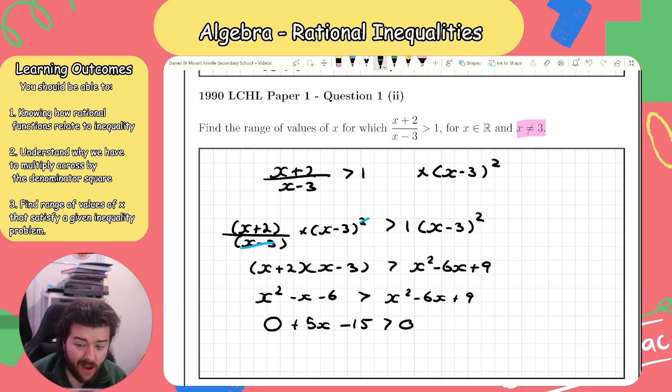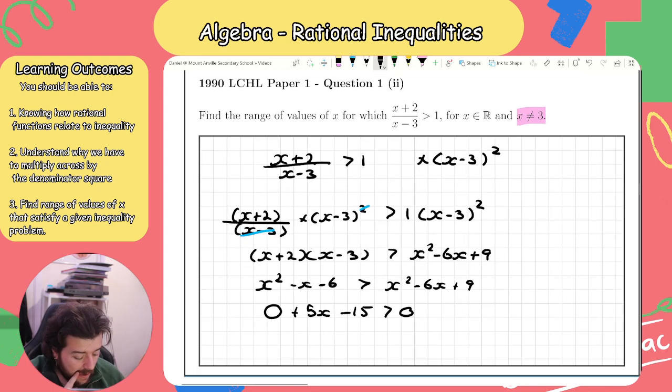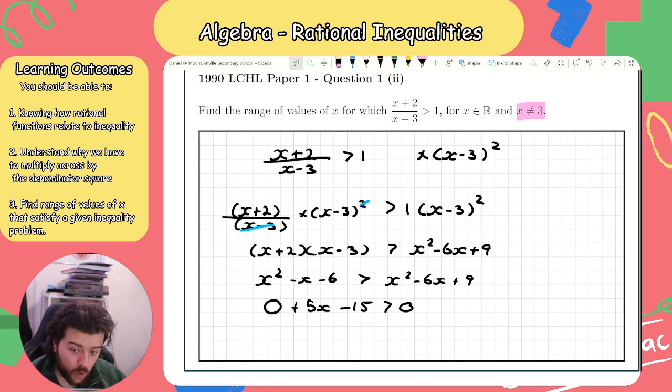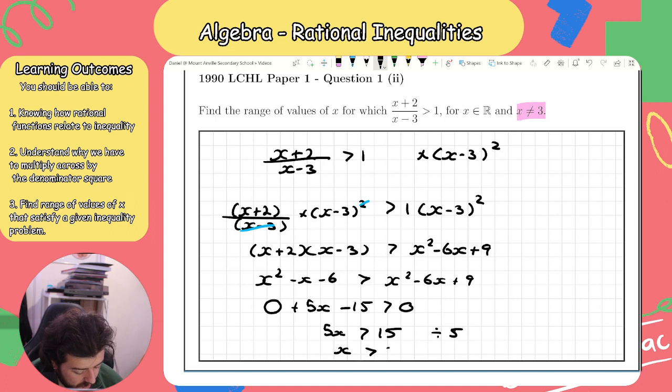So now I actually have a regular linear inequality. I don't have a quadratic one. Bada boom, bada bing. Easy peasy, lemon squeezy. So I just need to bring everything over to the right. So 5x is greater than 15. I can divide both sides by 5. I'm going to have x is greater than 3. So when x is greater than 3, my function is going to be greater than 1. How fun is that? So there you go, that's my answer. x is greater than 3.